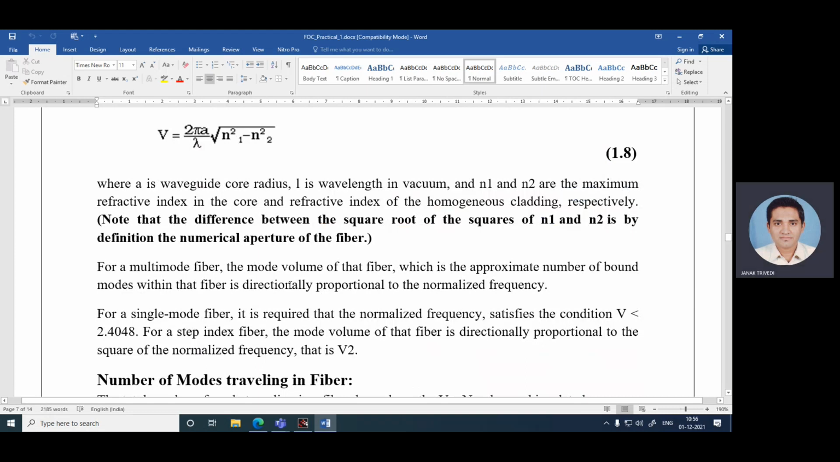For a multimode fiber, the mode volume of that fiber, which is the approximate number of bound modes within that fiber, is directly proportional to the normalized frequency. For a single mode fiber, it is required that the normalized frequency satisfy the condition V is less than 2.4048. For a step index fiber, the mode volume is directly proportional to the square of the normalized frequency, that is V square.